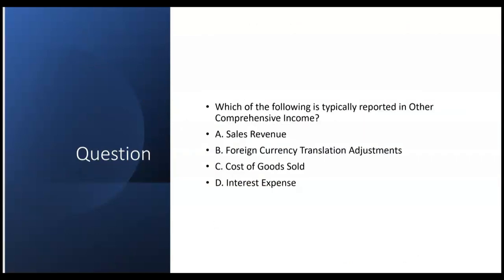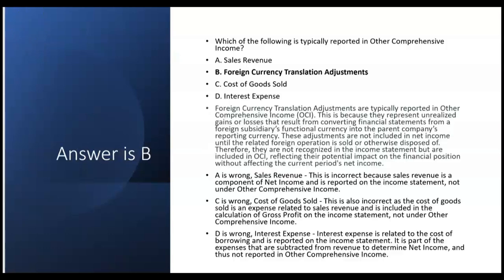How about this? Which of the following is typically reported in other comprehensive income? OCI. A, sales revenue? No, that's on the income statement. B, foreign currency translation adjustments? Yes, that's in OCI. C, cost of goods sold? No, income statement. D, interest expense? Income statement. So the answer is B.